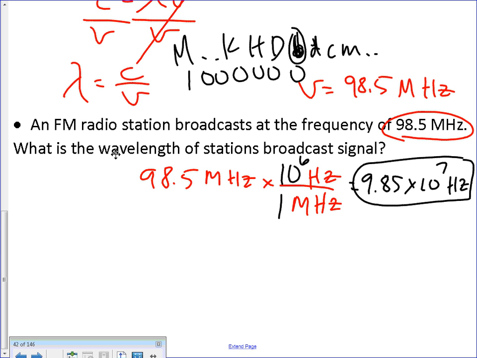All right, and remember hertz. If you don't like hertz, scratch it out and put it as per second. It's the same thing. So now we're in seconds, or per seconds. The question is, what is the wavelength of the radio station, or the wavelength of the stations broadcasted?